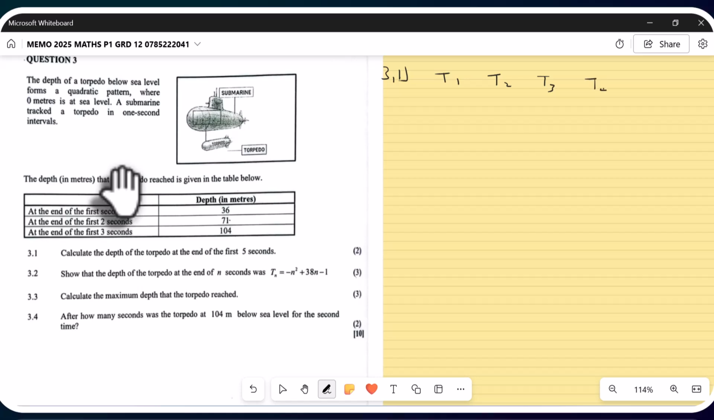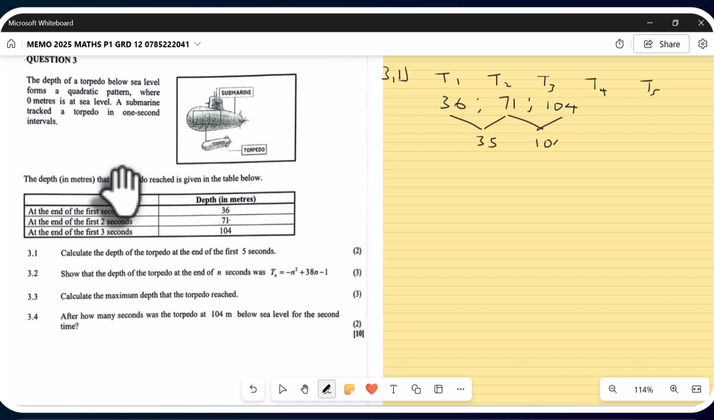Now at the end of the first second, the meters were how many? 36 meters. At the end of the 2 seconds, how many meters were they? 71 meters. At the end of 3 seconds, they are 104 meters below the sea level. Now, because they said quadratic, we go ahead. T2 minus T1, what do you get, calculator? We get 35 here. And then T3 minus T2, 104.